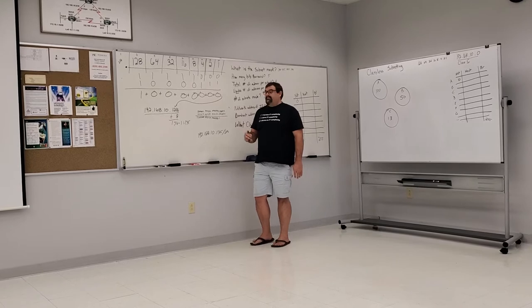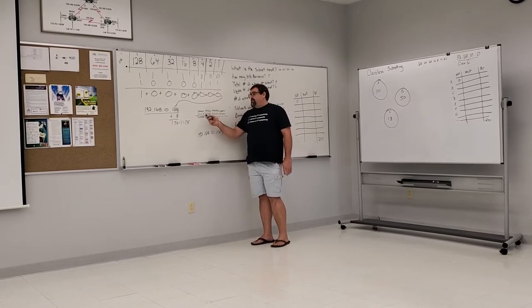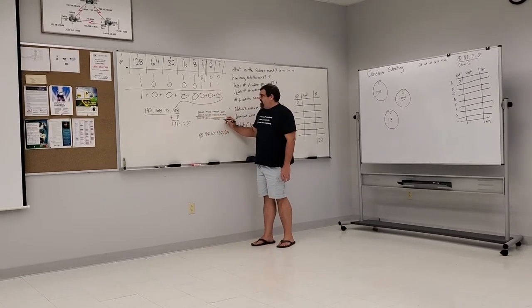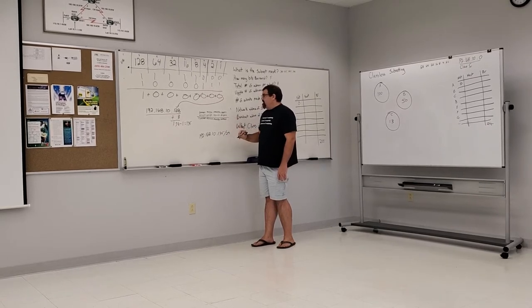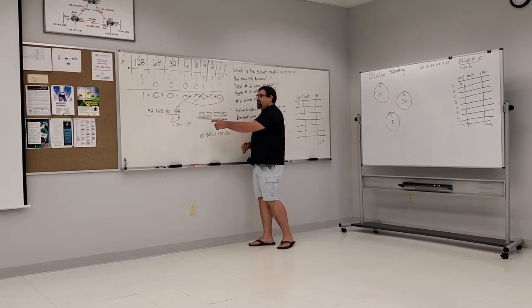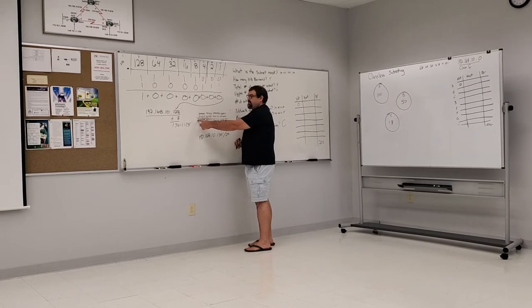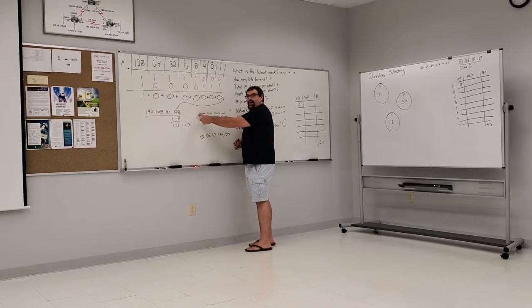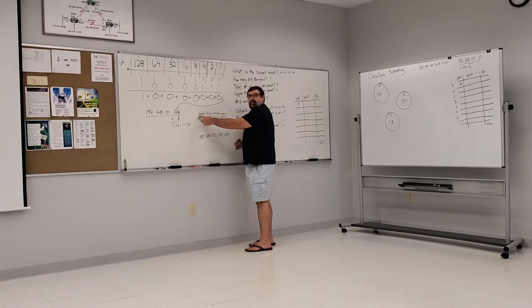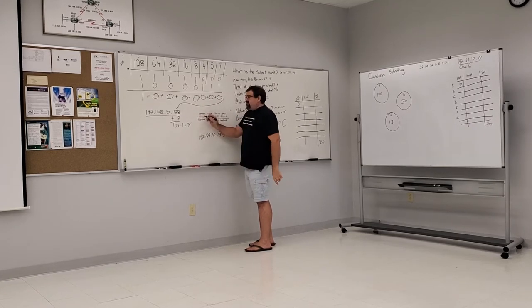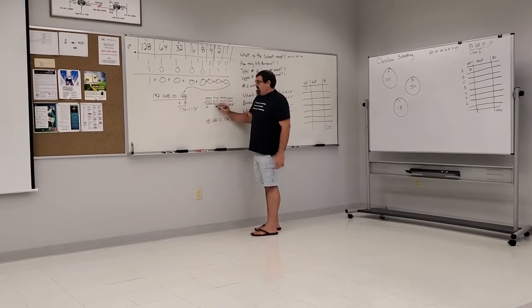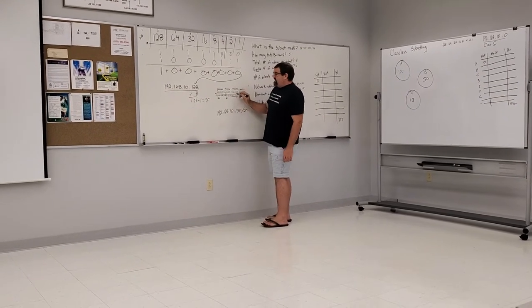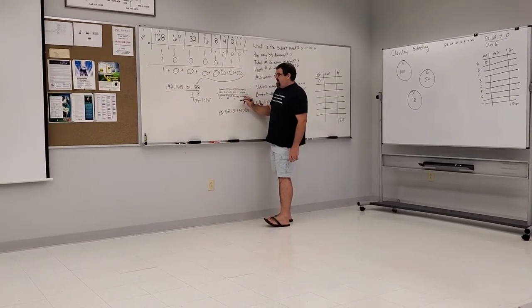Okay, so I've got the binary of my number, the binary of my subnet mask, but if you'll notice, this matches this. Why? Because all of these bits are turned on. So this is going to match this, which means that's going to be 192. This matches this, which means that's 168. This matches this, which means it's 10.